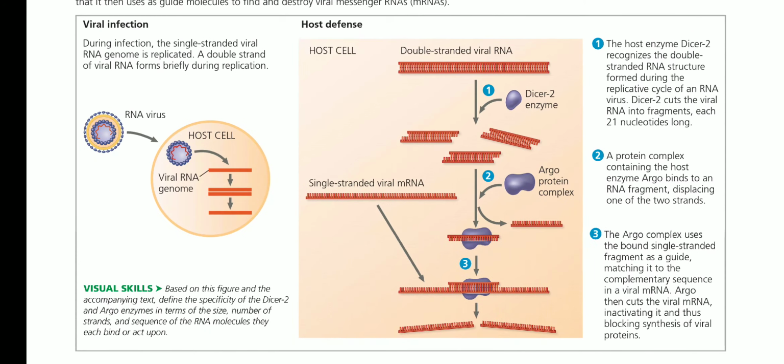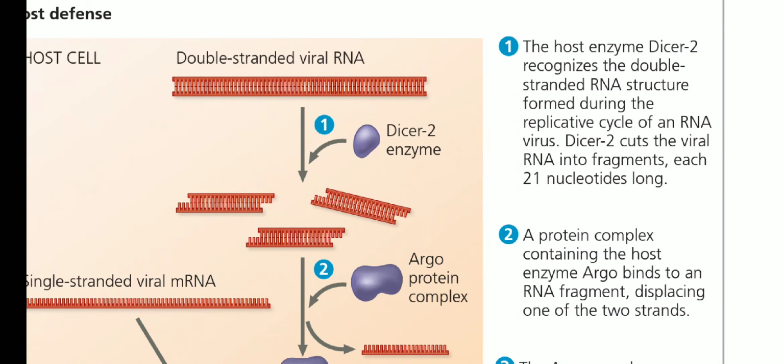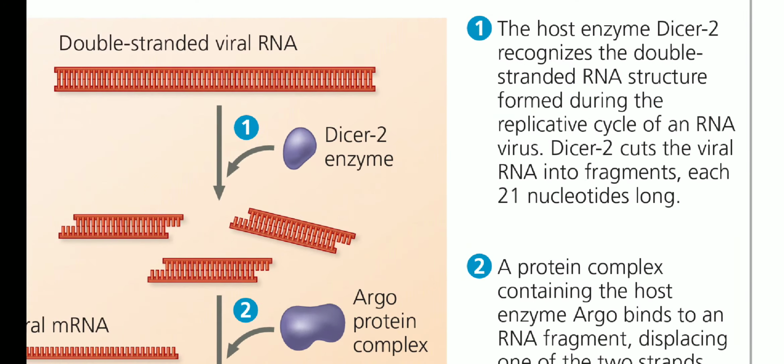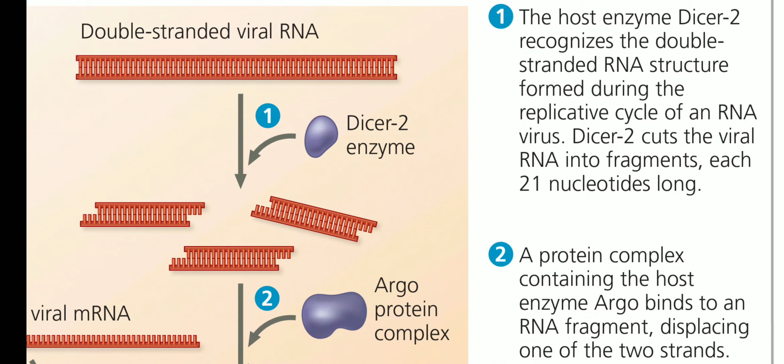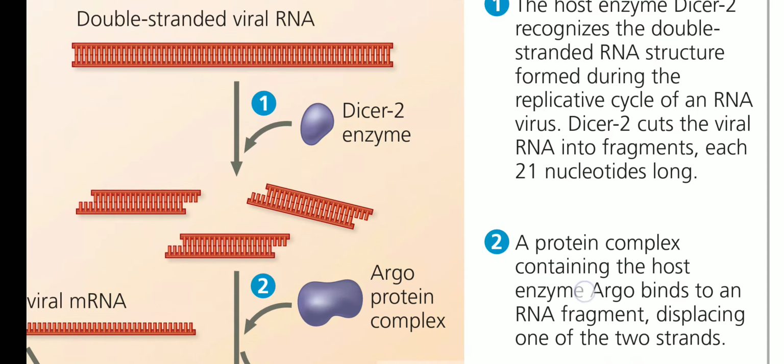Now I'll show some other techniques. For example, for viral infection, the antisense RNA, or what we call RNA interference technique, is used. Here the host enzyme dicer recognizes the double-stranded RNA structure found during the replication cycle of the RNA of a virus. So this viral RNA is detected, and the dicer enzyme cuts it into fragments about 21 nucleotides long.